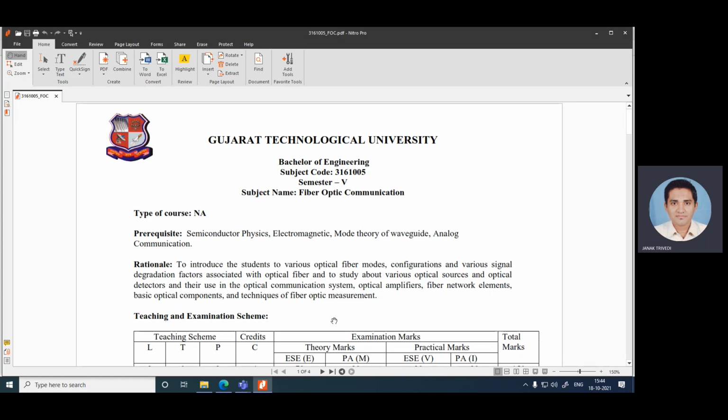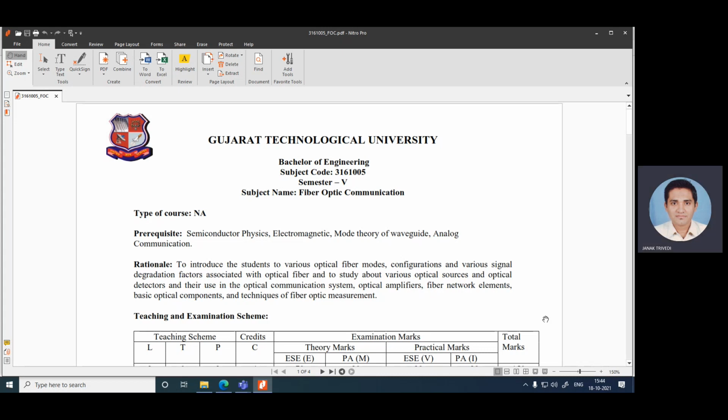The rationale is to introduce the student to various optical fiber modes, configurations, and various signal degradation factors associated with optical fibers, and to study various optical sources and optical detectors and their use in the optical communication system. Then we discuss optical amplifiers, fiber optic network elements, basic optical components, and techniques of fiber optic measurement.